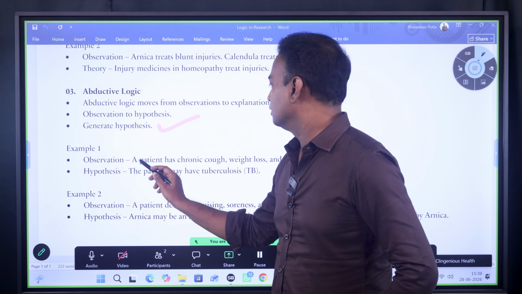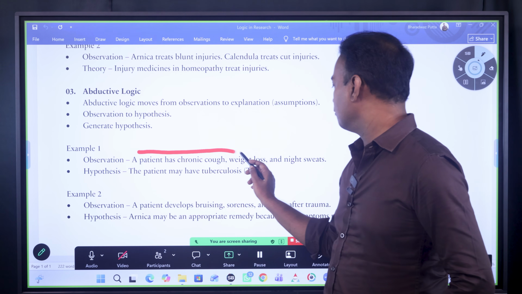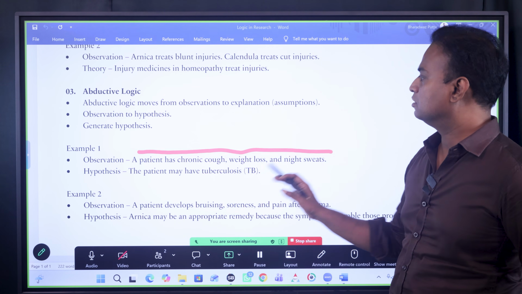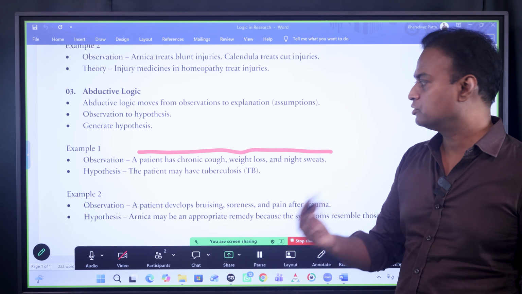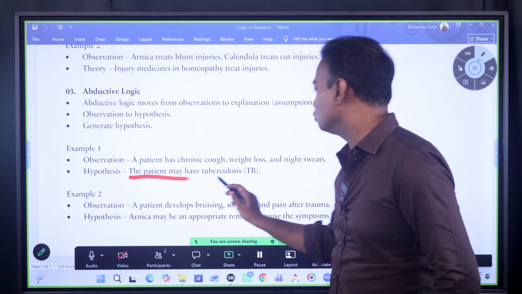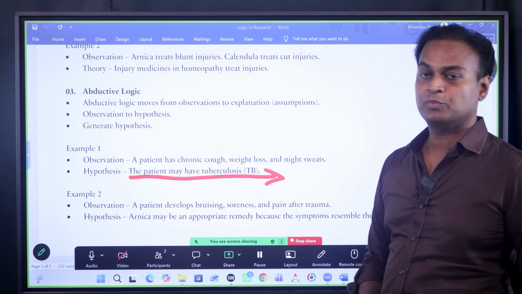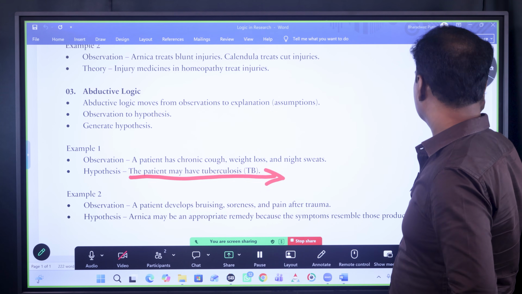Example, observation. A patient has chronic cough, weight loss and night sweats. This is the observation you have made. What is your assumption or what is your hypothesis? The patient may have tuberculosis. This is the hypothesis you have developed from that observation.